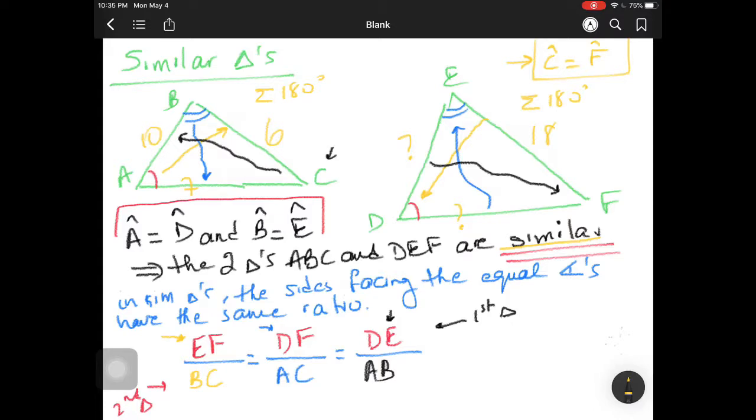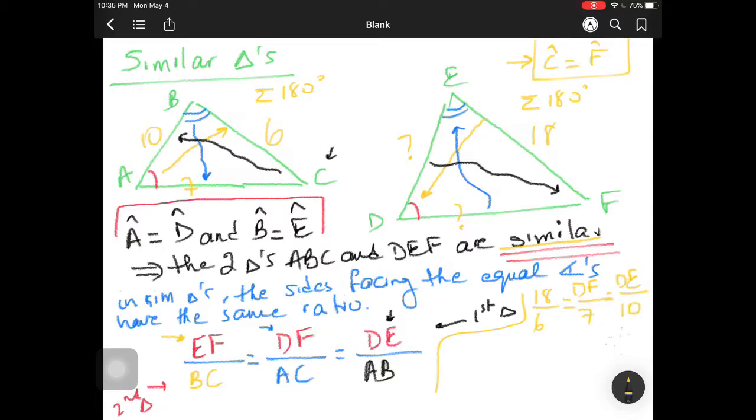So here, you already know that EF is 18 and BC is 6. This is the same as DF, which I don't know what it is, divided by AC. I know that AC is 7. This equals DE, which I do not know what it is, divided by AB.